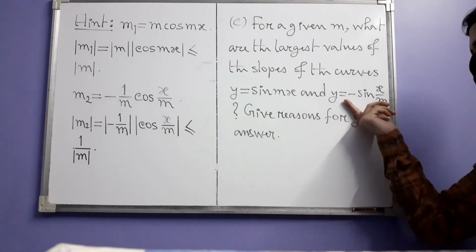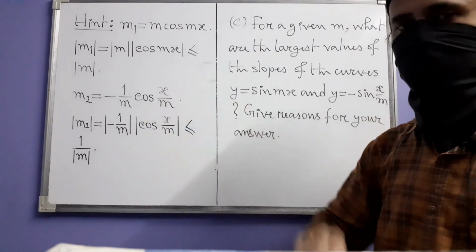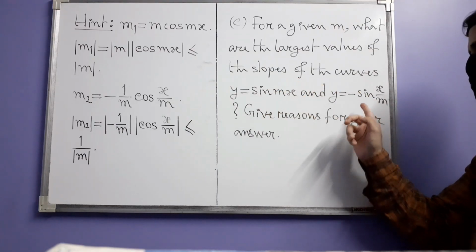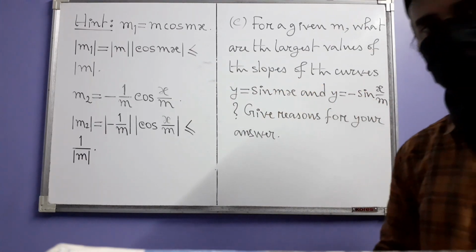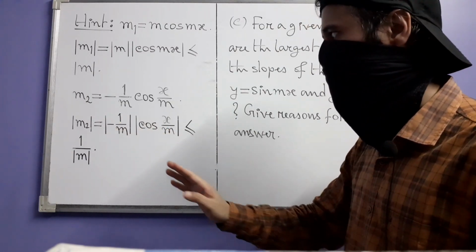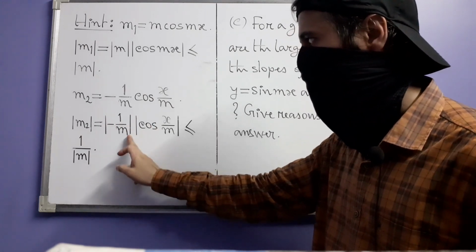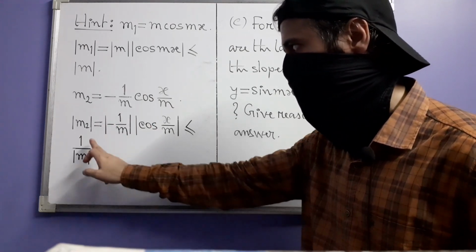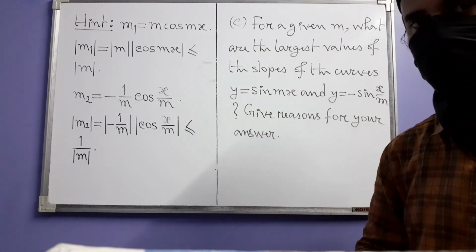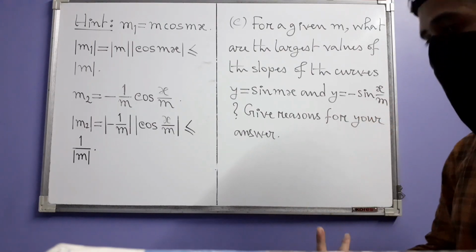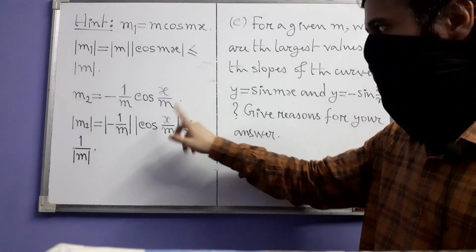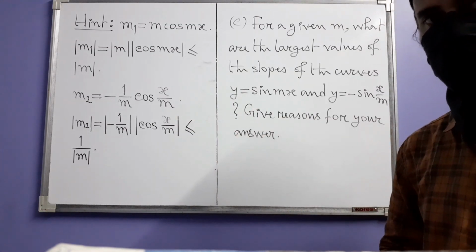What about the second curve? You similarly calculate the slope by differentiating the given function. So that way you get minus 1 divided by m times cosine of x divided by m. And then here also you calculate the absolute value, and here also you get that the maximum value is the absolute value of minus 1 divided by m, or 1 divided by the absolute value of m. So that is the maximum numerical value that the slope can have on this curve. Here also you can see that at the origin in particular, that maximum value is reached.